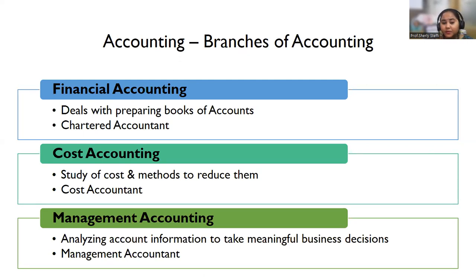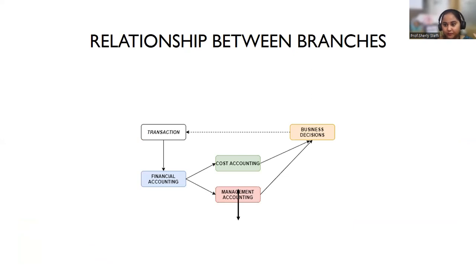Chartered accountant comes here. Next, we're moving into cost accounting. Study of cost and methods to reduce them. Cost accountant comes here. Last, management accounting. Analyzing account information to take meaningful business decisions. And management accounting comes here. So these are the branches of accounting. What are they? Financial accounting, cost accounting, and management accounting.